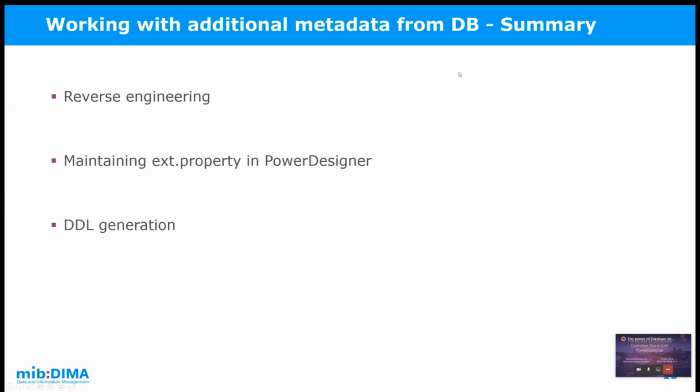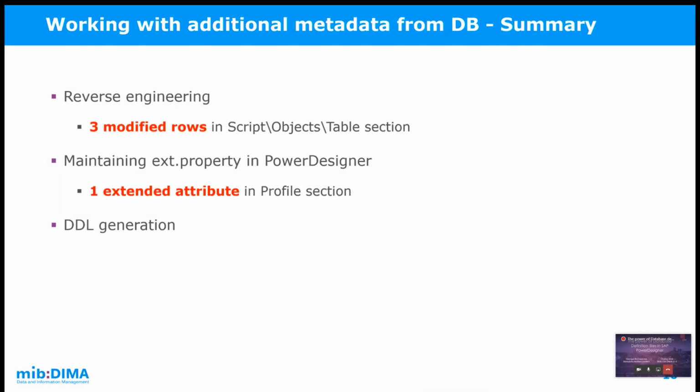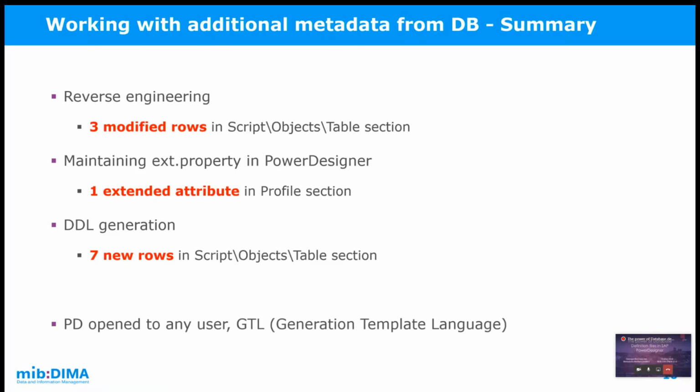Okay, so to summarize this first scenario: we showed how to modify reverse engineering algorithms, we showed how to maintain extended properties of Microsoft SQL Server in PowerDesigner, and we modified the DDL generation as well. My point here is that all I needed to do was modify 3 rows for reverse engineering, define one extended attribute in the profile section, and add 7 new rows in the script objects table section. The point is that it is very, very simple if you know where to put your modifications. It doesn't take a lot. You just need to know where to modify it.